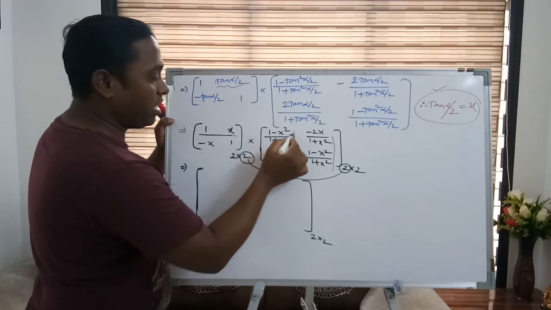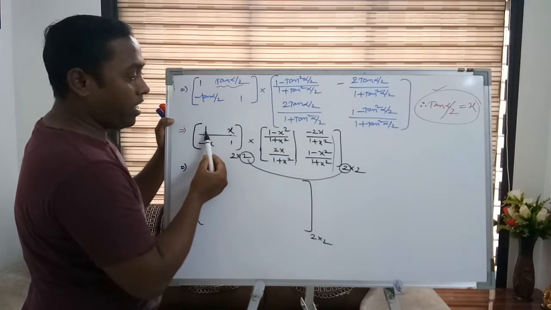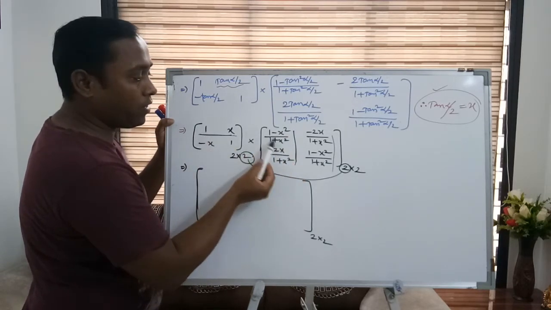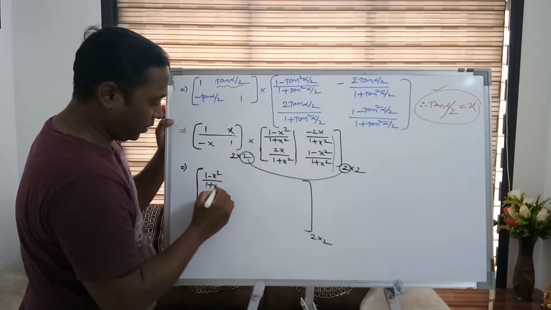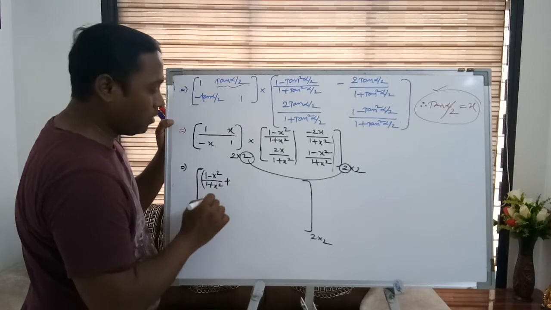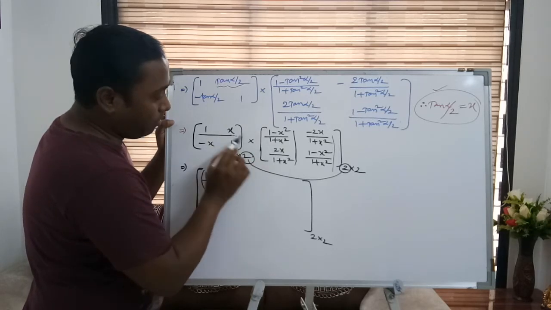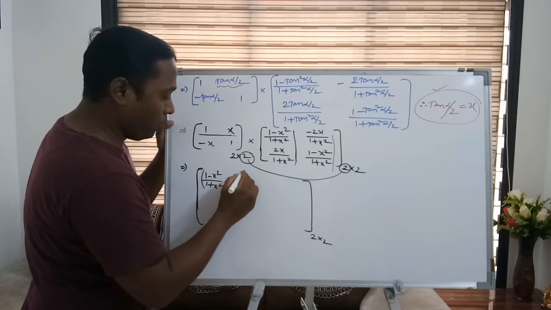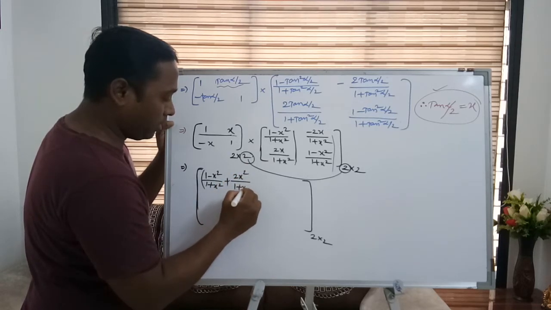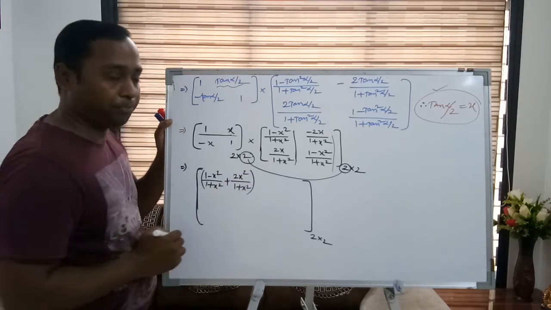The first row multiplied by first column, so corresponding multiplication: 1 into this fraction will be this fraction only, plus x into the second element. If you do the multiplication, x into 2x is 2x square, so 2x square by 1 plus x square. So the first part is done.